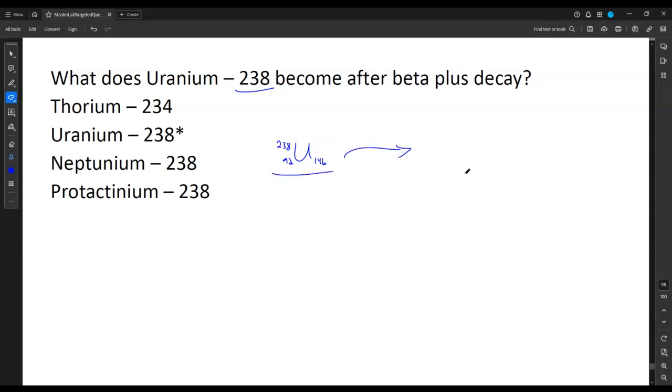Okay, so this time it's going to go through beta plus decay. So we talked about a beta minus particle, and again, it's not truly a particle, it's a couple of things, but it gives us a notation to find out what does it turn into. So we're looking for this thing at the end.